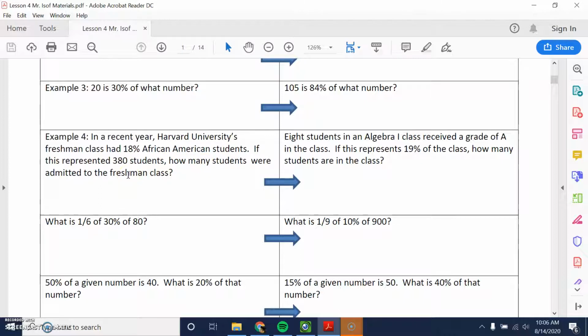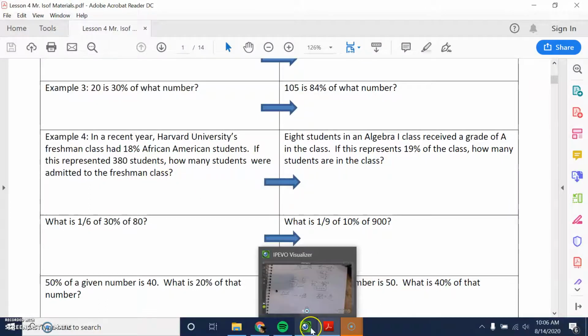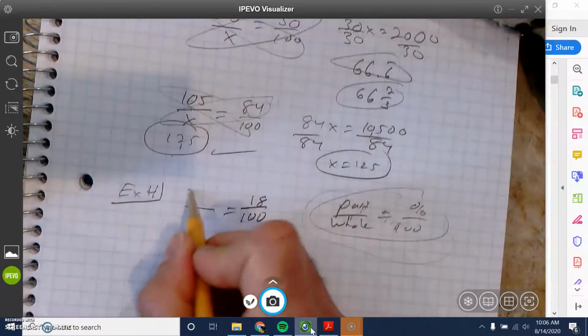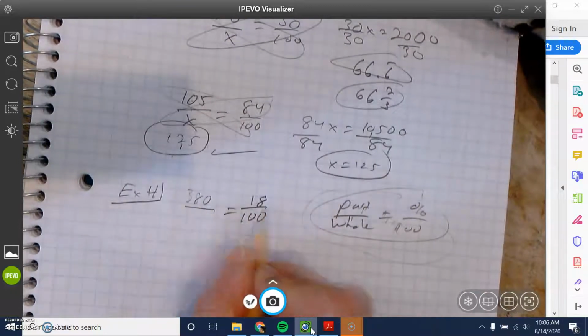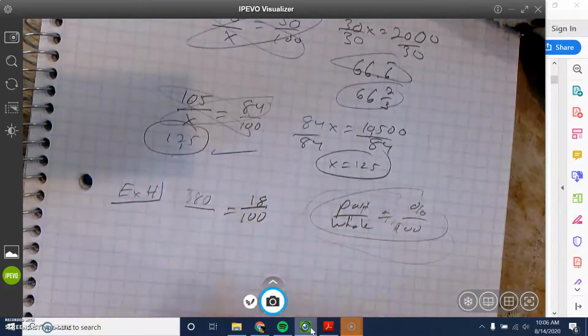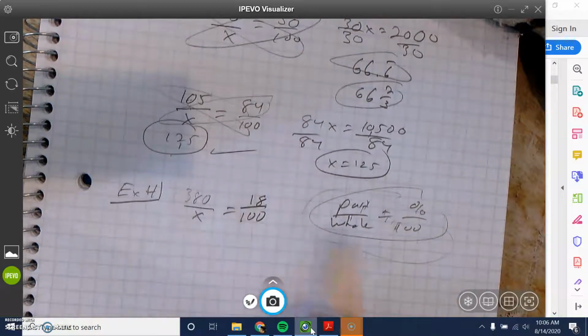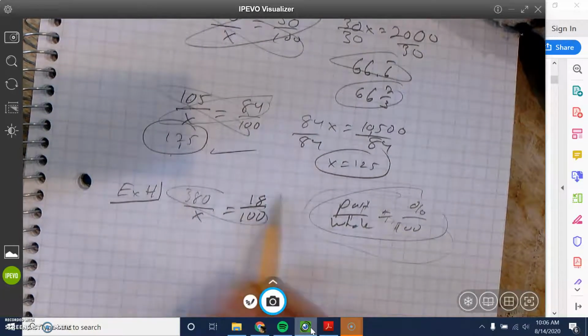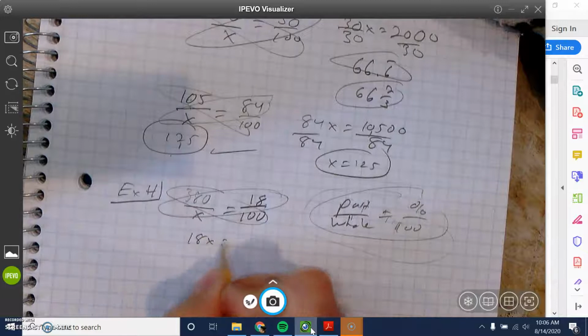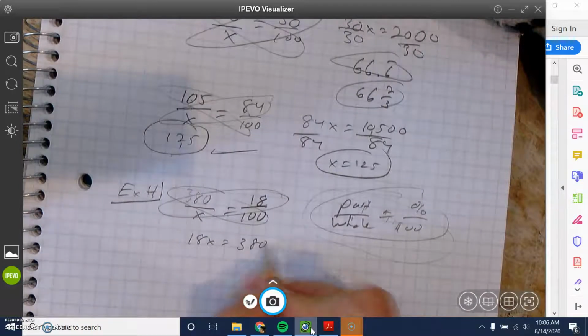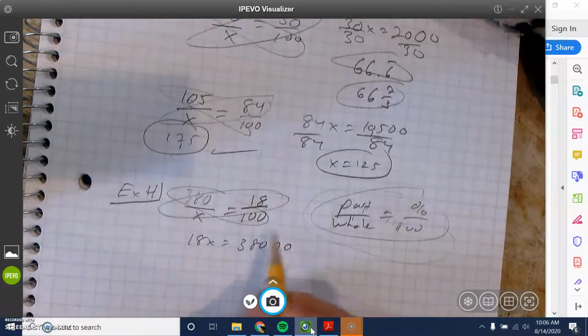So that would mean that it asks for how many total students in the freshman class. The African American students are just part of that. They're a part. So I need to actually read it and figure out what it's telling me. It's telling me that the 380 is the part. That's the 18% of the total class. So I need to really think about what this means and how I put this in here before I do it. So 18x equals 380, and then I have two zeros at the end because I multiply by 100.